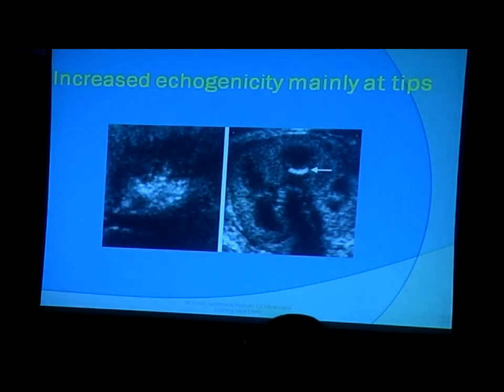Now this is what we call Anderson-Carr kidney, where you just see that the tip is bright. And many times people confuse these things with calculi. Now you may think that this is a bright area and this is a calculus, but what is different from calculi? There is not much shadow. If such a big calculus is there, you should get a shadow. And second thing is that it is very linear.